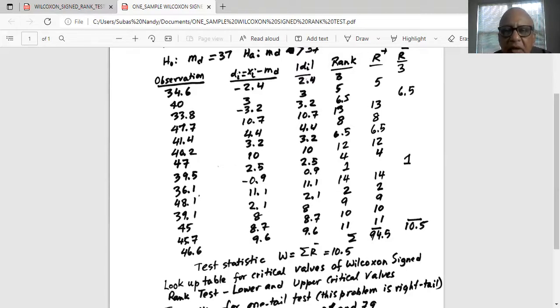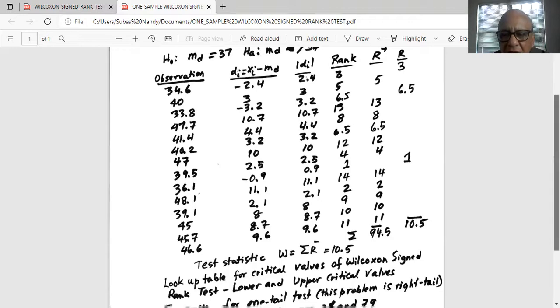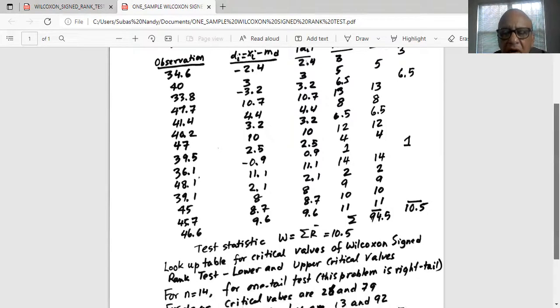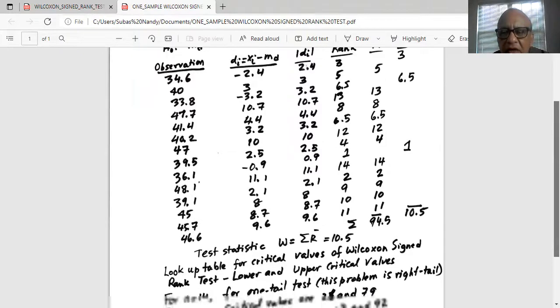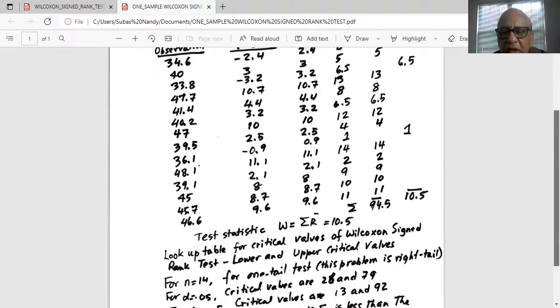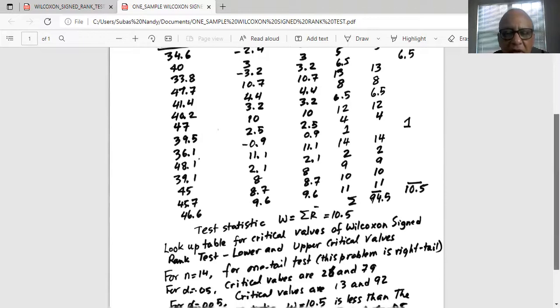Then I separate into two columns, R minus and R plus. All the positive differences have their ranks reproduced under R plus. So negative differences, their ranks go under the R minus column. Positive differences, their ranks go under the R plus column. Then I add up the sum of the ranks. Now, the sum of the positive ranks is 94.5. Sum of the negative ranks is 10.5.